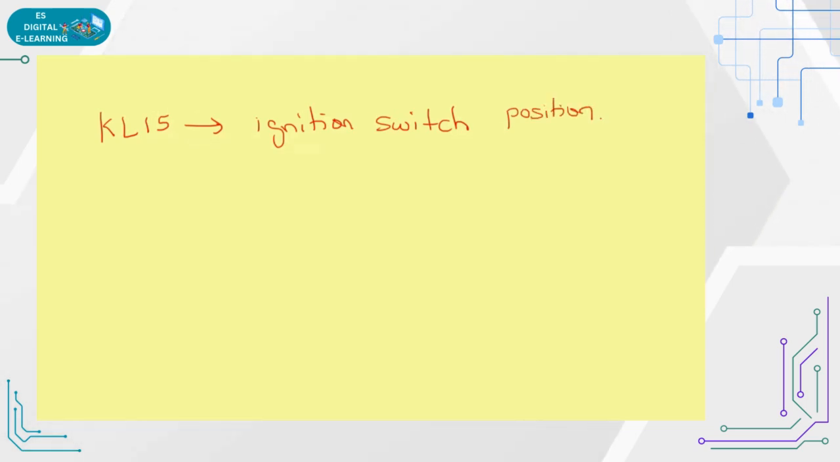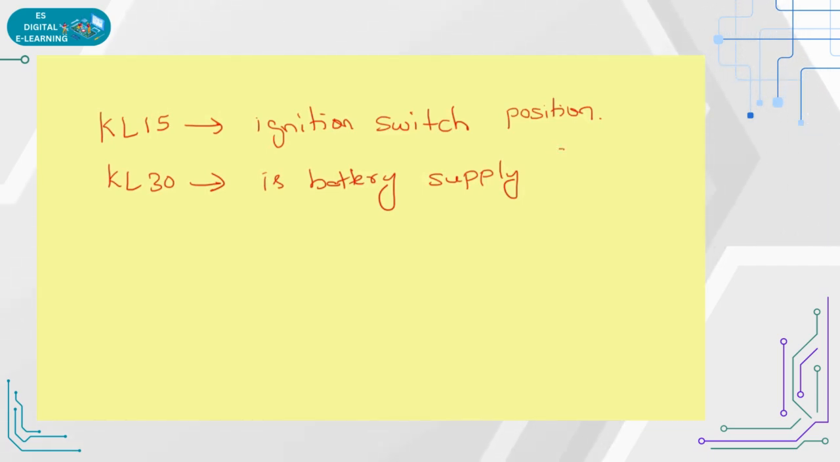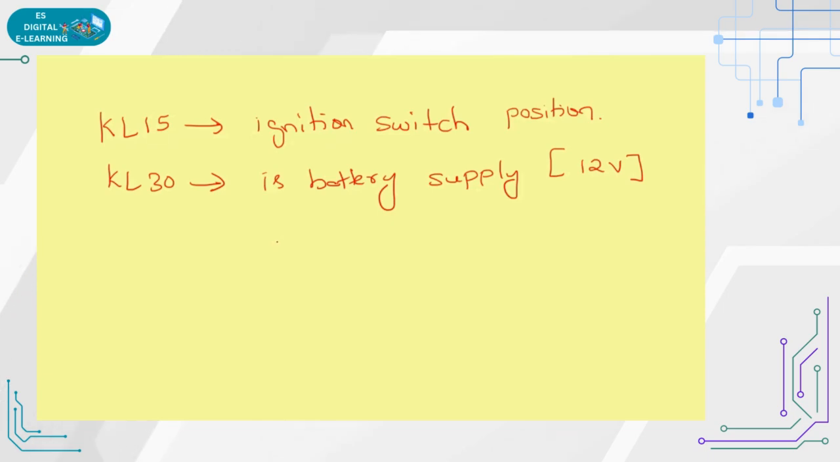Ignition switch position we call as KL15, and KL30 is the battery supply. Generally, this is the main voltage that we are supplying, a 12 volts battery or 13 volts battery. So it will be like that. You can write down that it is a battery supply.